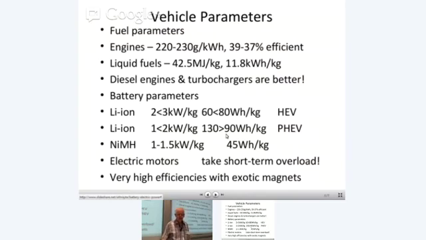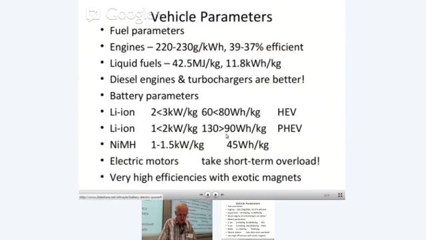Now liquid fuels, of course, store a lot of energy. Liquid fuels are generally around 42.5 megajoules per kilogram, and that relates to about 11.8 kilowatt hours per kilogram. So when we come to some car battery storage figures, you'll see that they don't relate to very many kilos of fuel as storage. Now you can do better with engines. Diesel engines will be better, and turbochargers will also help push that up.